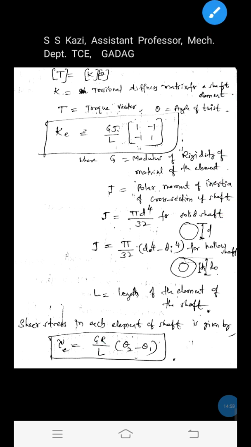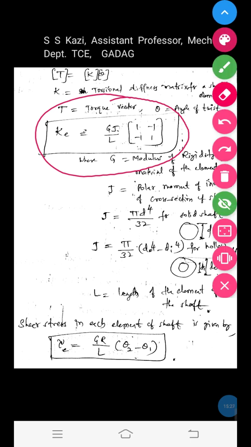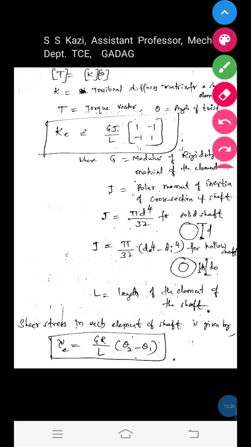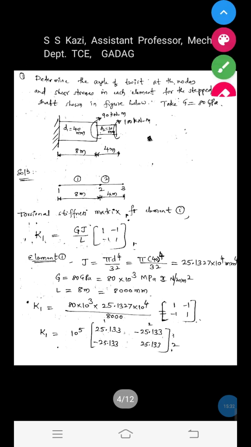Okay, I hope you have understood. This is how you need to derive the torsional stiffness matrix for a shaft element subjected to torsion or the twisting moment. This is the formula for the torsional stiffness matrix, and this derivation has been asked in previous question papers of subject code 15ME61 for 8 to 10 marks. Okay, you just go through it, and now we will take one problem and solve it so that you will understand better.